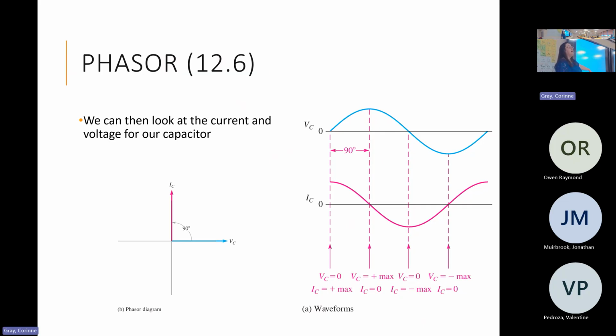I can then, if I needed to, draw any other time on here, and I would have some component of voltage and some component of current. Depending on numerical values for my particular circuit, that's going to affect how long each would need to be drawn and what I would need to include. But it's a way to represent it.